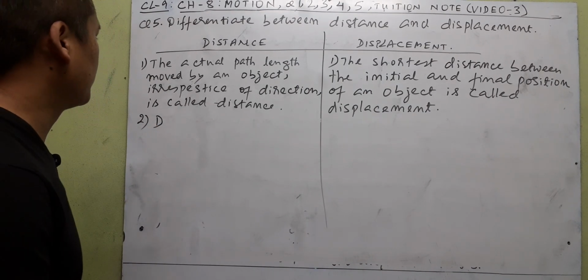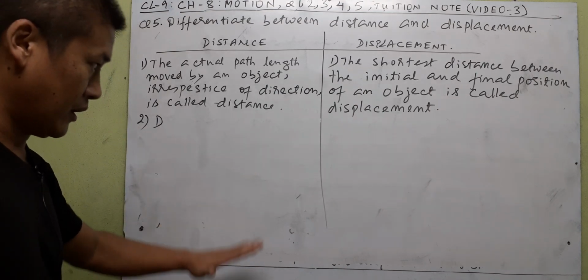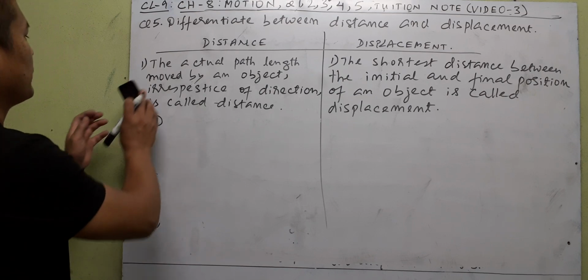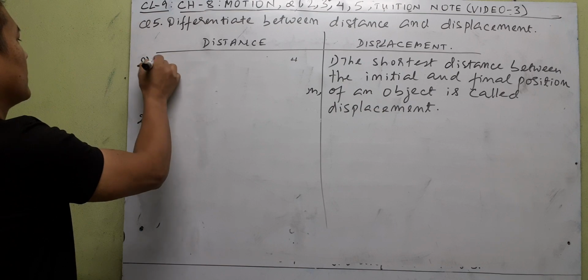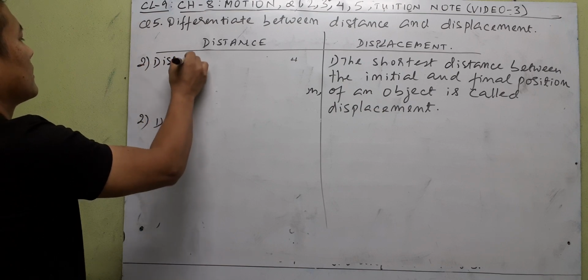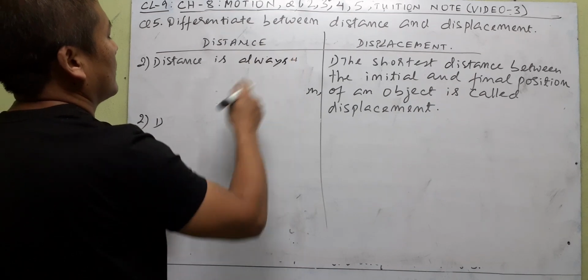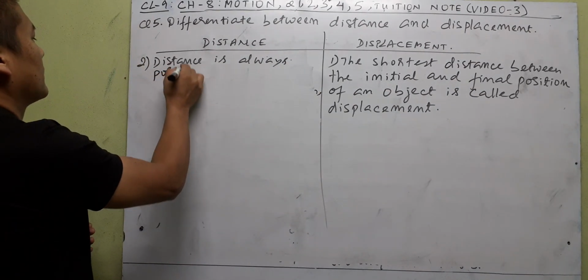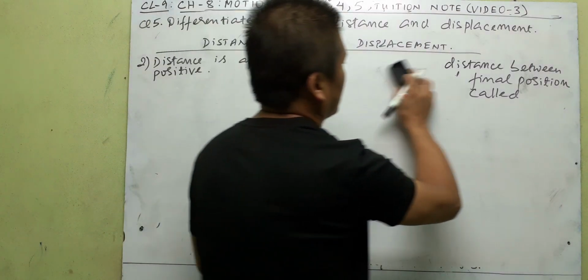For point number 2 and 3 we'll just do some activity down here. Okay, so point number 2 would be, let us write down here, so we need space down. Point number 2 is distance is always positive. Okay, let's just write it down first. Distance is always positive.